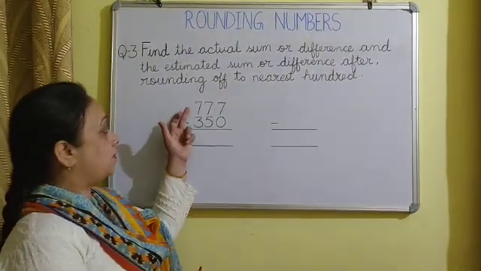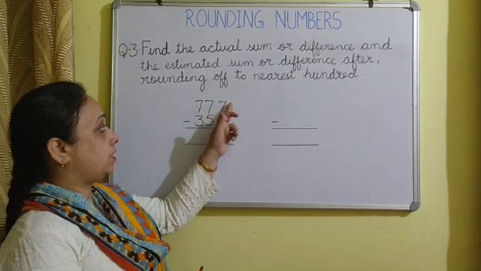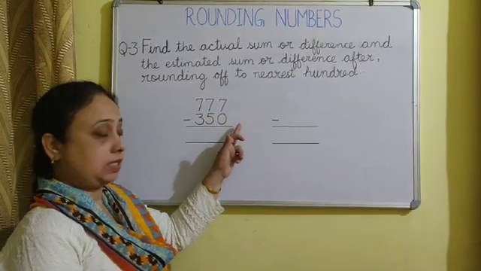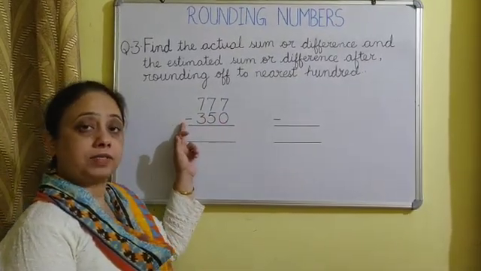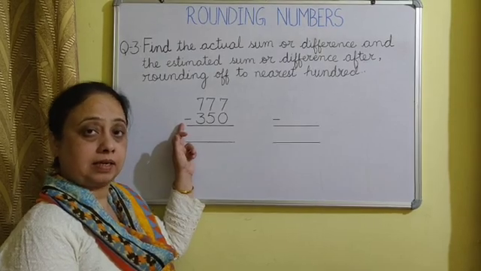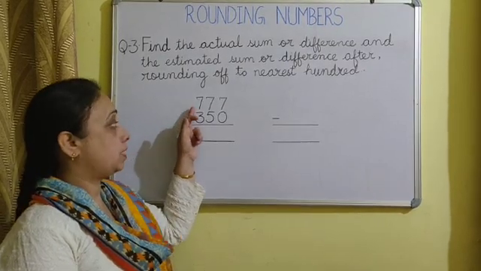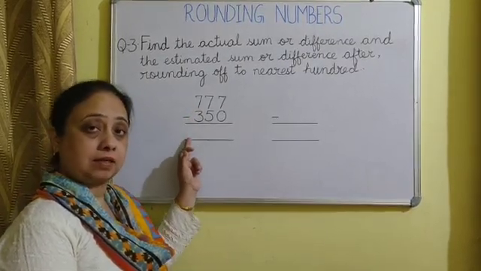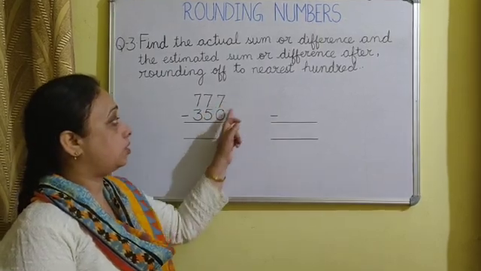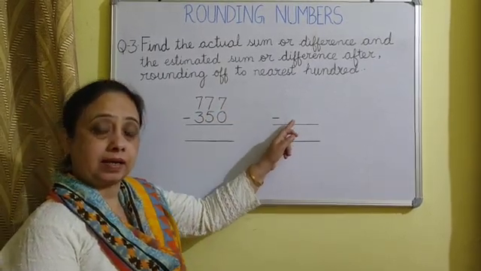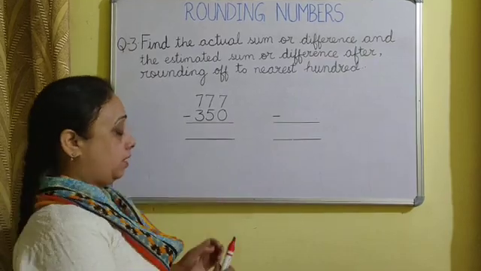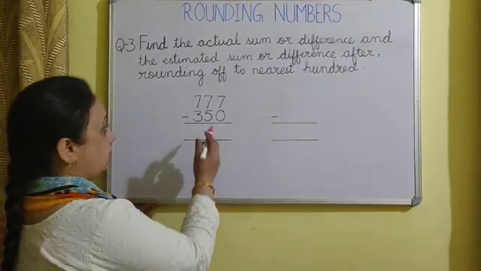Our next numbers are 777 and 350, and we have the sign of subtraction here, the minus sign. That means you have to first subtract and find the answer, then round off these numbers to the nearest 100, and again subtract them. So first we will subtract here.